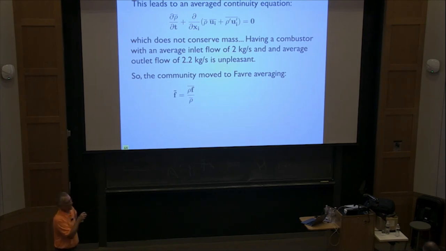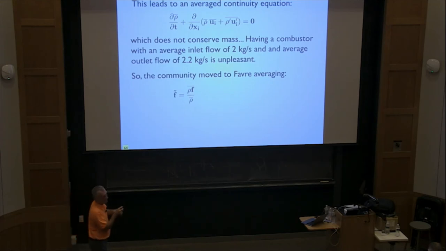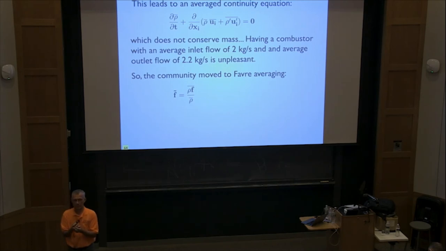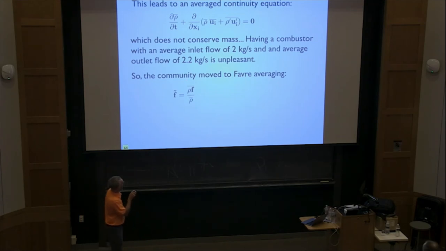But when we saw that a lot of people started saying, it doesn't make sense, we should use another type of averaging so that at least we conserve mass. This is where Favre came into the picture, another French guy, old one. And he said, instead of computing the average of F, we're going to compute the average of rho multiplied by F. And that's what we call the Favre averaging.